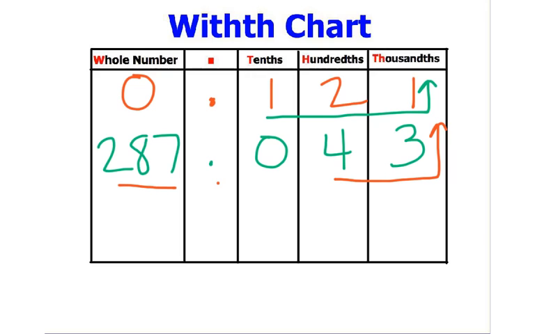And let's just do one more. I have 2 for my whole number, my decimal point, let's go ahead and not have anything there. So now we have 2 and 54 hundredths. And that is how we read and write decimals.